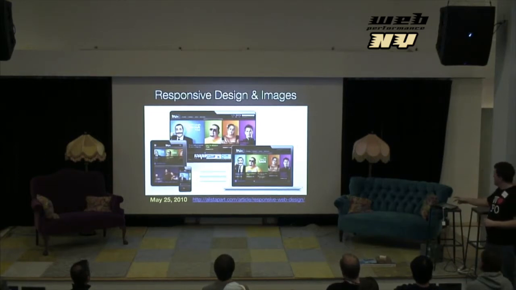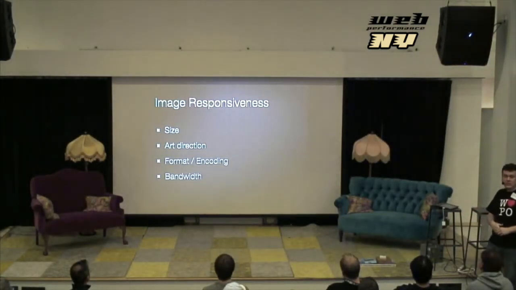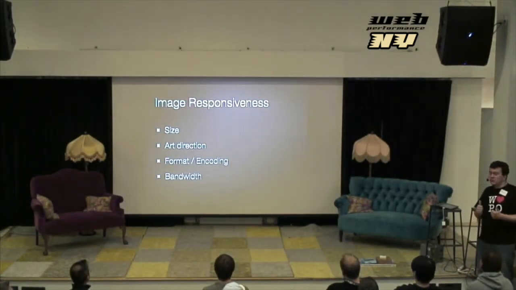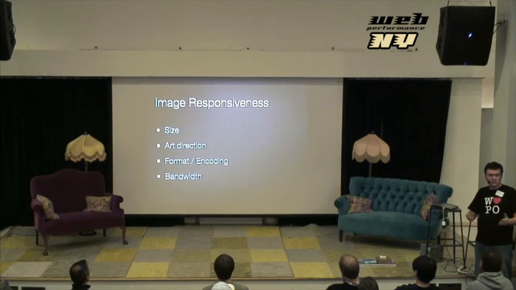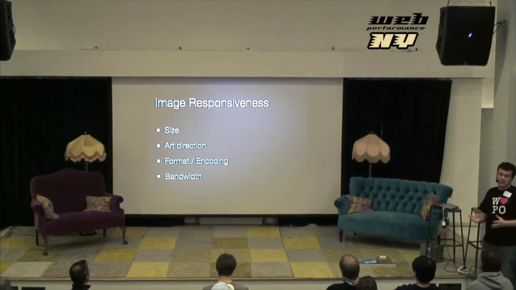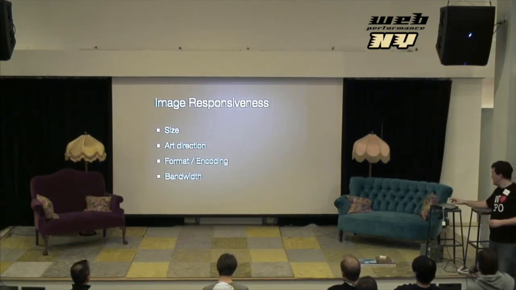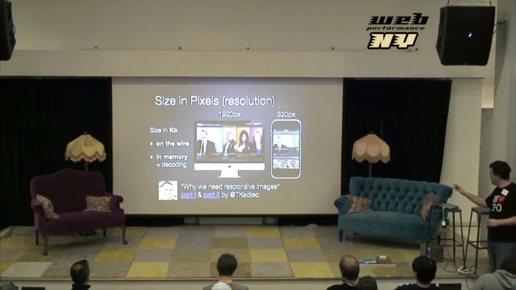And a few ways that images can be responsive are: responsive to size. That's the most obvious one. The bigger the monitor is, the bigger the image is, right? Art direction, I'll say a couple of words about it. Then formats and encoding. Different devices have different capabilities, so why not use that? And bandwidth is another one. I'll say quite a few words about each one.